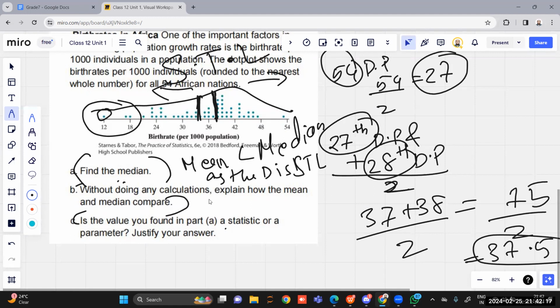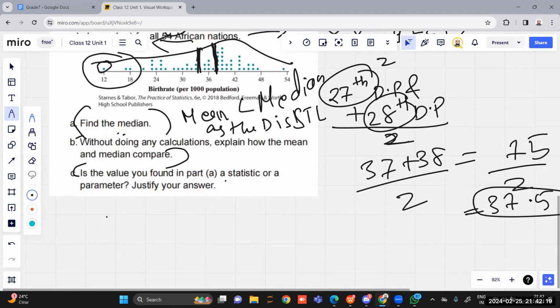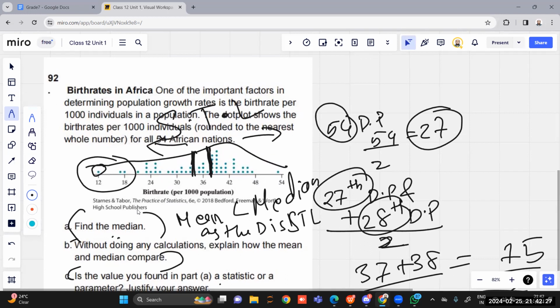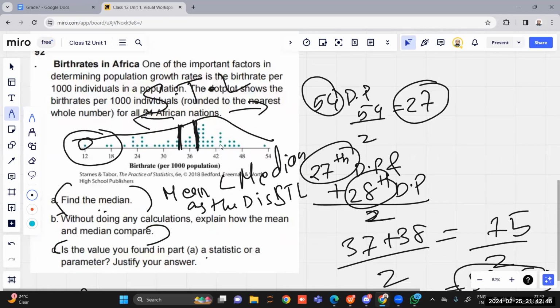Is the value you find in part A a statistic or a parameter? That's a good question. It's a population, so it's a parameter, not a sample. It's about the population because it is given here: one of the important factors determining population growth rates is the birth rate per thousand individuals in a population. The dot plot shows the birth rate per thousand individuals rounded to the nearest whole number for all 54. Yes, correct. It's about the population.